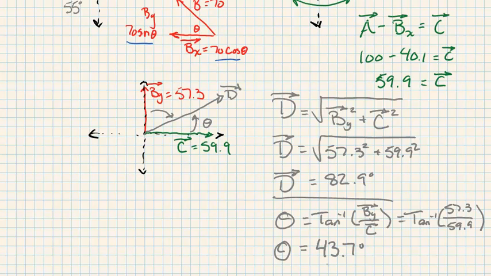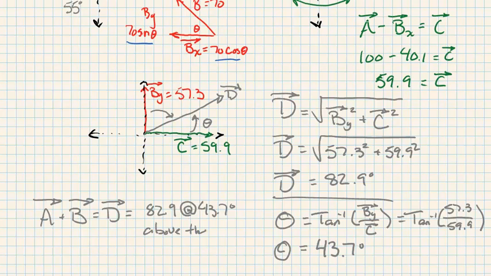So our theta ends up being 43.7, very close to 45, which means that our final answer is that our A vector plus our B vector gave us some D vector, which has a magnitude of 82.9 directed at 43.7 degrees above the positive x-axis. And that's my final answer.